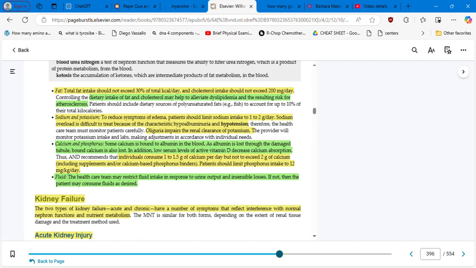Patients should limit phosphorus intake to 12 milligrams per kilogram per day. And again, these are numbers that the nutritionist is going to understand better, as they are going to create a meal plan, but you at least can create a meal plan with overall recommendations, right?